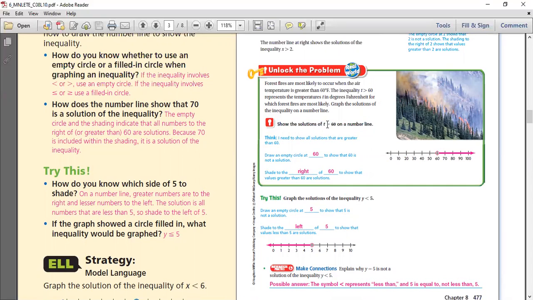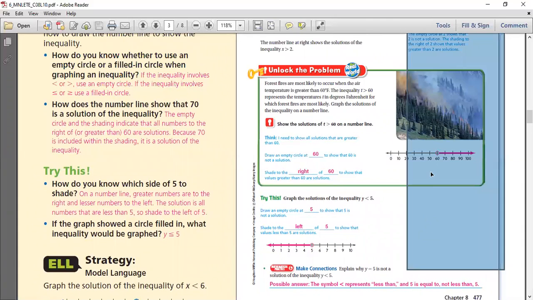See here, I told you when I started, look at the symbol here. It's pointing to the right, right? So that means the arrow you're going to draw should be pointing to the same side as the symbol. So we start at 60 because that's what they have given us, 60. Now will we color the circle? No, because there is no equal symbol with the greater sign. It's only greater, which means t can be 61, 62, any number greater than 60 but not 60.